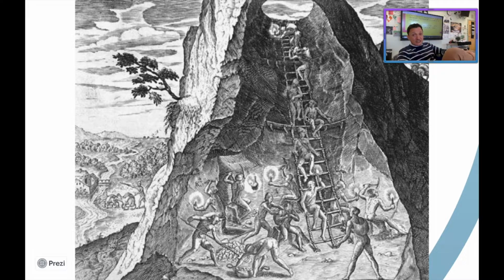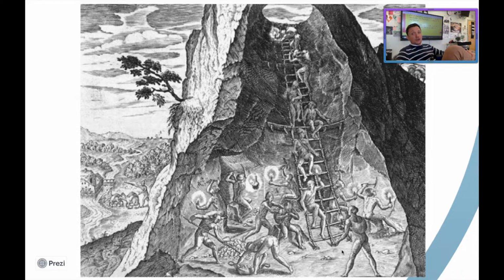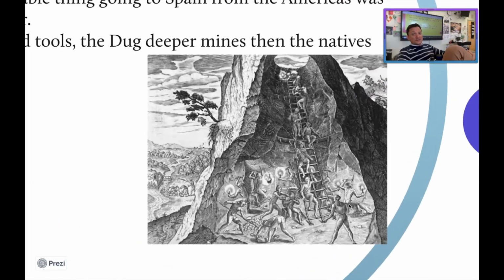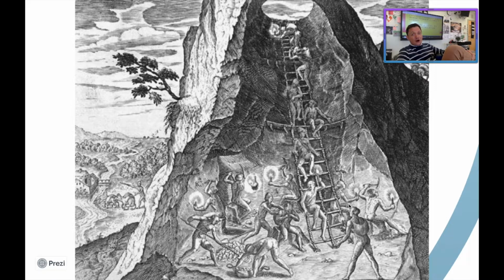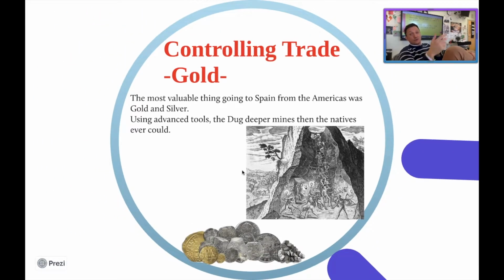Because it's not like you see Spanish people walking down here and getting this gold. They're forcing the natives that already lived there to go down there and get that gold, using, of course, more advanced tools. As you can see, all of these natives now have metal shovels and metal pickaxes as well, things they never would have had access to.